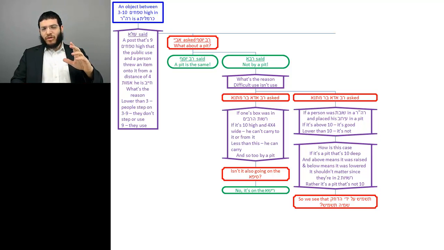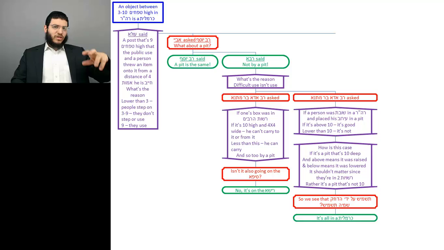So Rava has this question on him, and he would answer it in different ways. Sometimes he would answer, it's all in a carmelis. In other words, the pit is considered a carmelis. And it's referring to a case where he's in a carmelis, and that's why he's allowed to bring it out. It's a good eruv because it's not two rishuyos. It's not that the pit is a carmelis and he's in a rishus harabim. So therefore we needed to conclude that the pit's also rishus harabim.